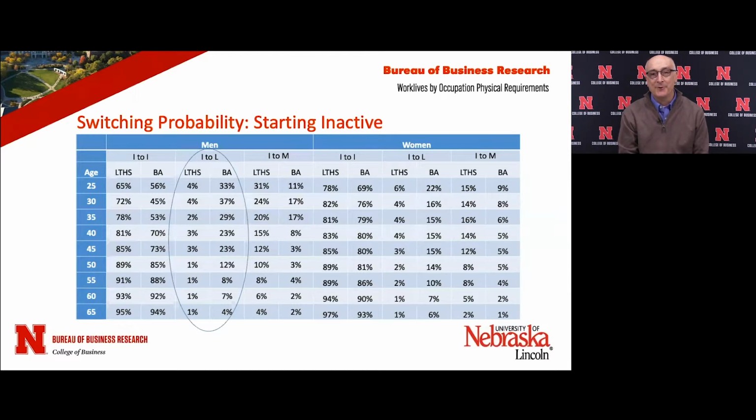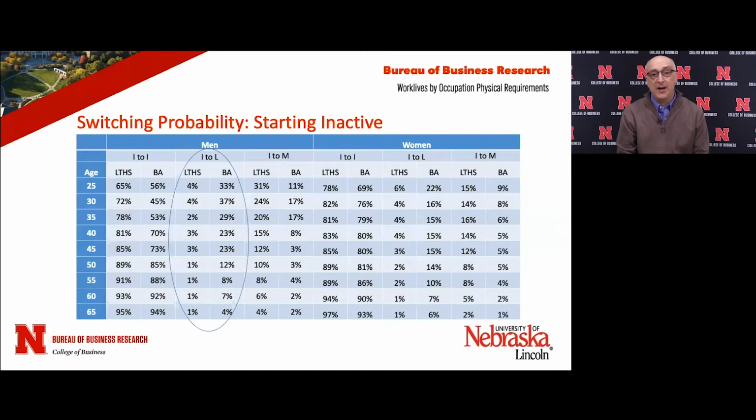The next set of columns with a circle around them would be the probability of switching from the inactive state to a less physically demanding job. Now look at those. For men with less than a high school degree, there's a 4% or less chance that they're going to go from inactive to a sedentary type of job. On the other hand, for men with a bachelor's degree, the probability of them leaving inactive and going to a less physically demanding job is much higher. You can see at 40 years old, it's about 23%. At 25, there's a 1 in 3 chance that a man with a bachelor's degree is going to go from inactive to a less physically demanding job.